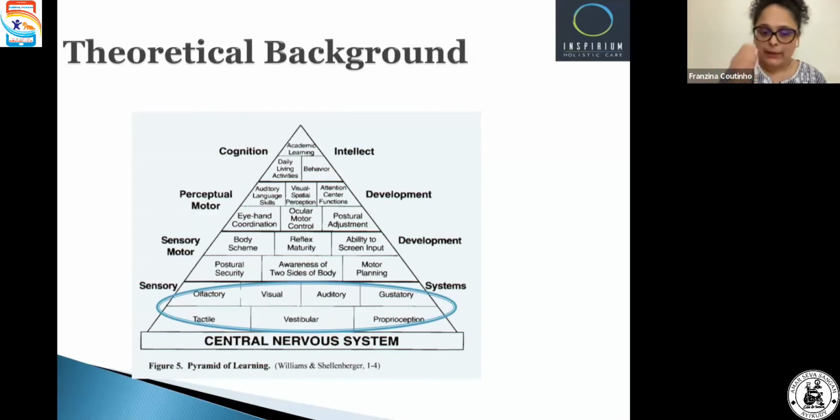Okay, first. When we talk about the tactile sensory system, what does that mean? Can we type? What does tactile system mean? Touch. Yes. What is the vestibular system? Moving, hearing, movement, balance, and proprioception.